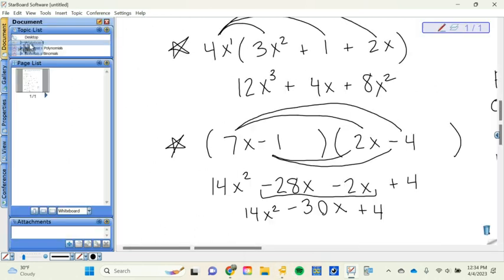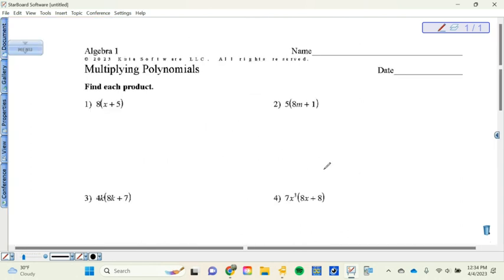So let's take a look at this together real quick. We'll start with the side that says multiplying polynomials. Okay, so we're gonna start with this side, multiplying polynomials. So look at number 1. What do we need to do in number 1?